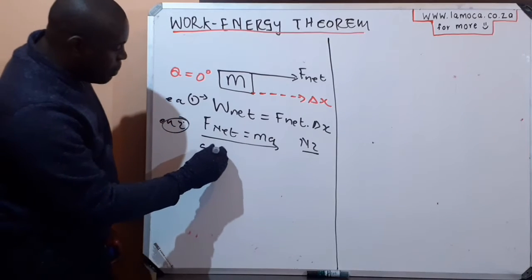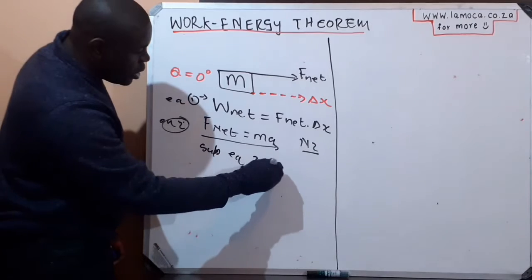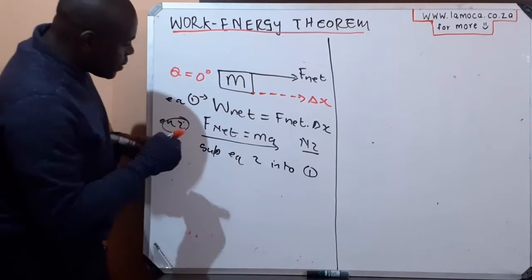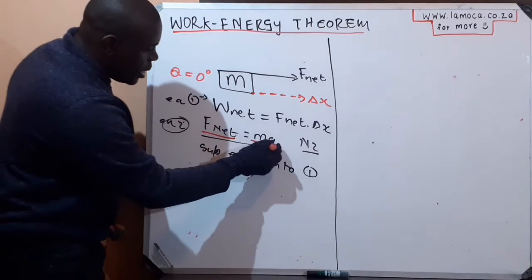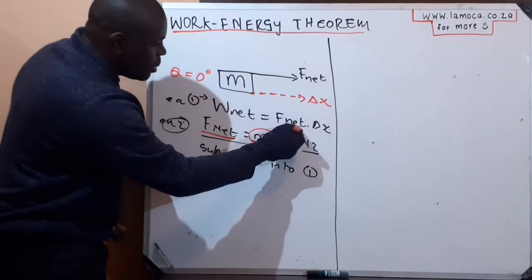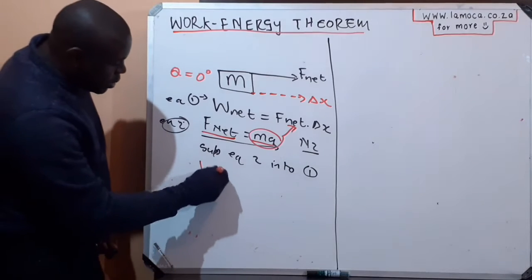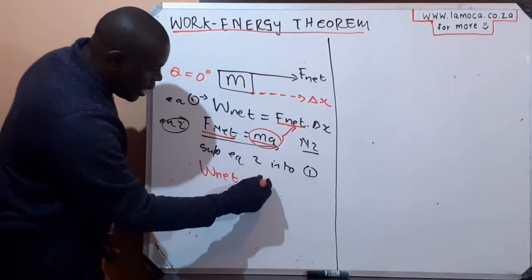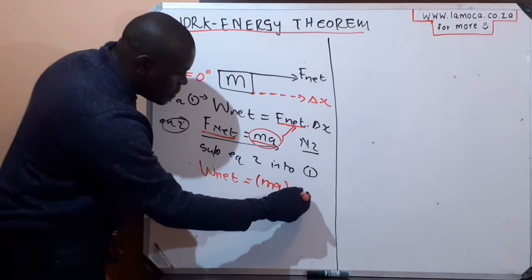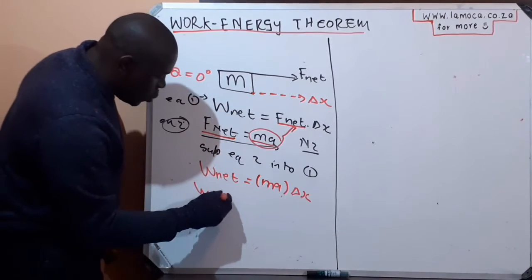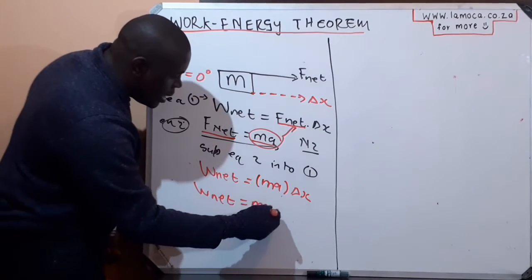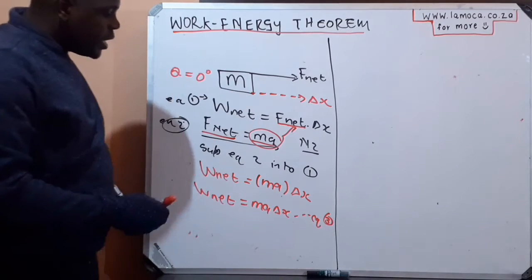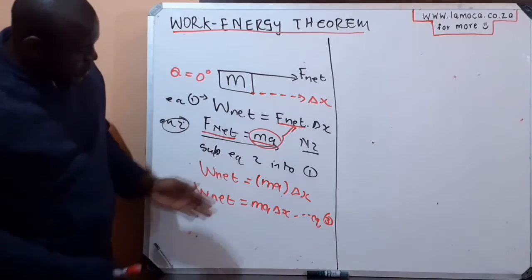Now if I sub equation 2 into equation 1, it means I'm interested in this part. F net is equal to ma. It means where I see F net, I'm gonna put ma. My work net will then become, remember where there's F net, I'm putting ma times what? Times delta X, which simplifies to work net is equal to ma delta X. Let's call that equation 3. Very beautiful stuff. So we just made that substitution there.